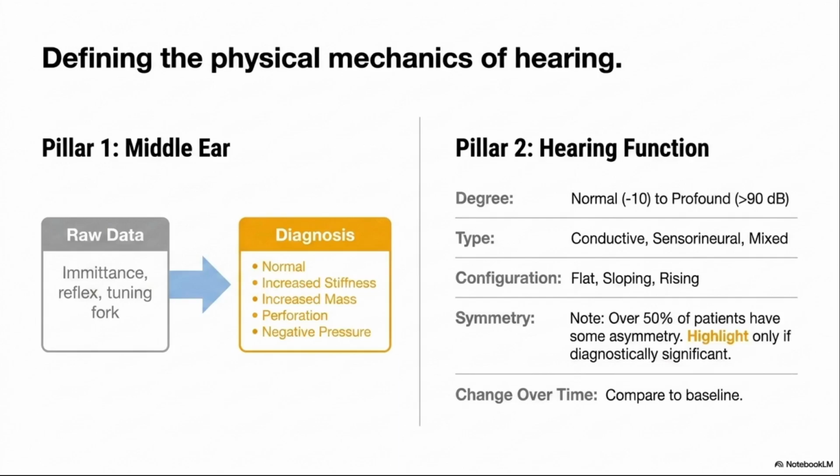Assessment of middle ear function requires interpretation of admittance results in a complete data set. Diagnoses for middle ear function should clearly state conditions such as normal, increased stiffness, increased mass, perforation, or negative pressure. Hearing function is described using vital pieces of information including degree, type, configuration, and symmetry of the audiogram. Asymmetric hearing sensitivity should be highlighted only when the asymmetry is diagnostically significant.